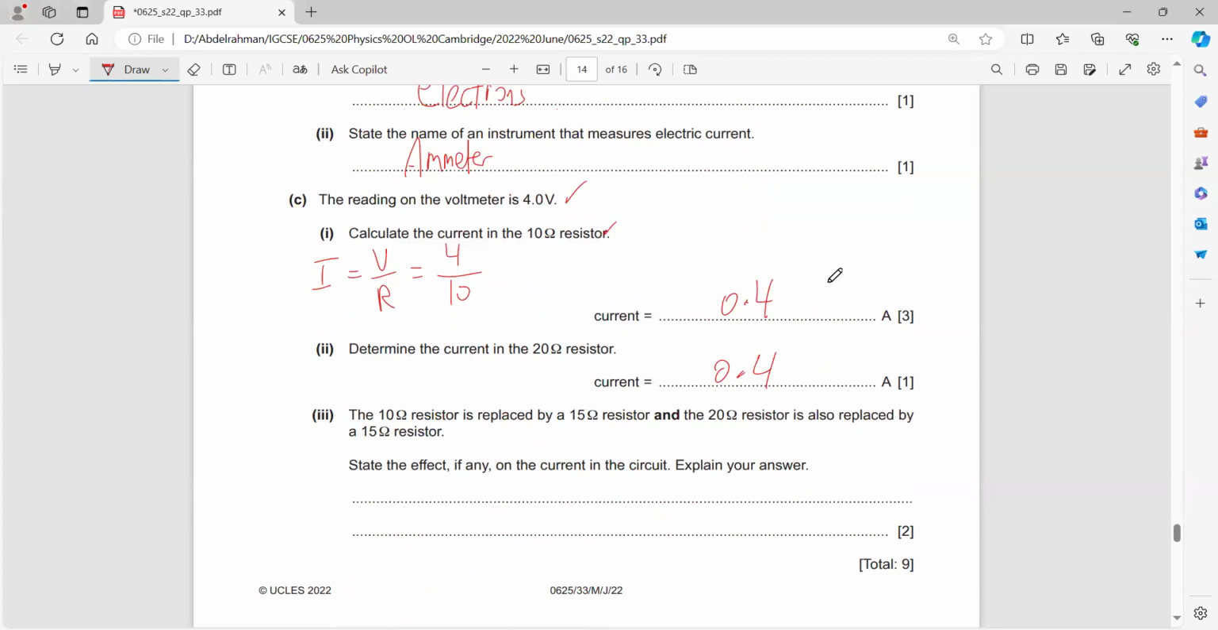Mister, in question C, it gives us 3 marks, so we should write the rule itself too, not just the numbers? Of course, you have to write the rule, substitute the correct numbers, and then find the correct final answer. 3 marks. The 10 ohm resistor is replaced by a 15 ohm resistor and the 20 ohm resistor is also replaced by a 15 ohm resistor. State the effect on the current. Explain your answer.